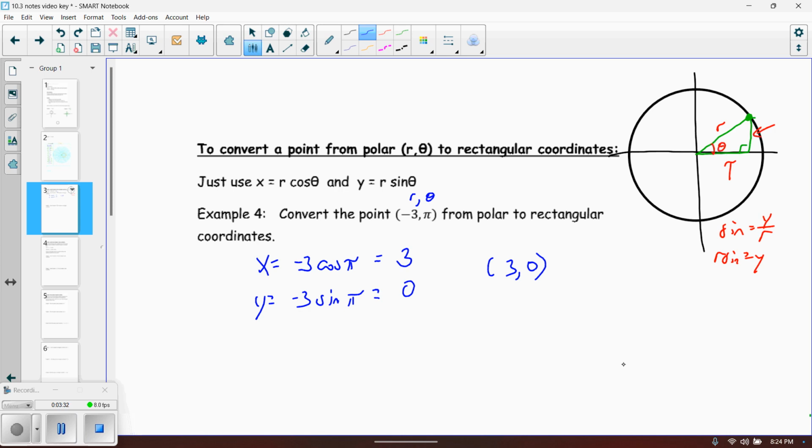And if you think about that, that should make sense. An angle of pi would go that direction, but it would have to go -3 units, which is 3 units in the other direction, so out here. So that would put me right there, which is the point 3, 0. So we've converted from polar to rectangular. Okay, let's try another one.